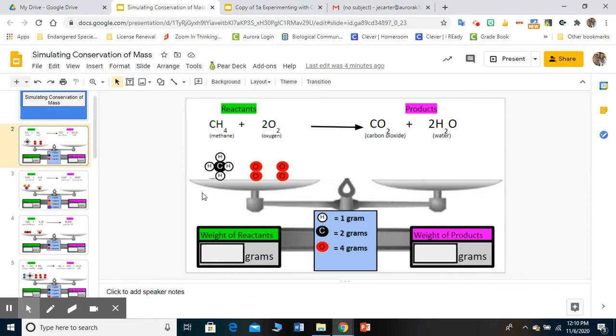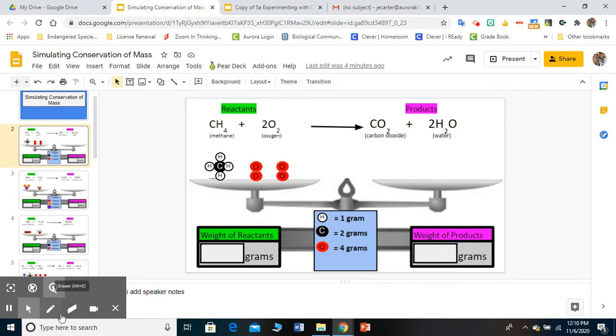First, you must count up the weight or mass of the reactants and record it in the little scale down here. Then you are going to simulate the chemical reaction by breaking apart these molecules on the reactant side into individual atoms, rearrange them, and form them into the products, into the new molecules on the product side of the equation. And then lastly, count up the weight of all of the atoms in the molecules on the product side of the equation and record it in the scale in the bottom right corner.